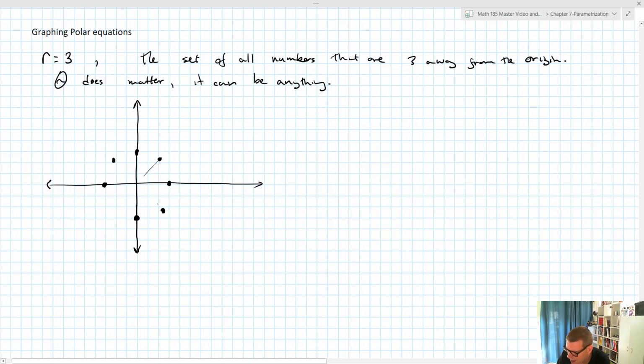Now it should start to become apparent what this is. If you think about it, the set of all points that are equidistant from a particular point is called a circle. So r equals 3, in fact, is the polar representation of a circle with radius 3. And that's exactly what it is. So if I write, for example, r equals k, that is a circle of radius k. And there we go.